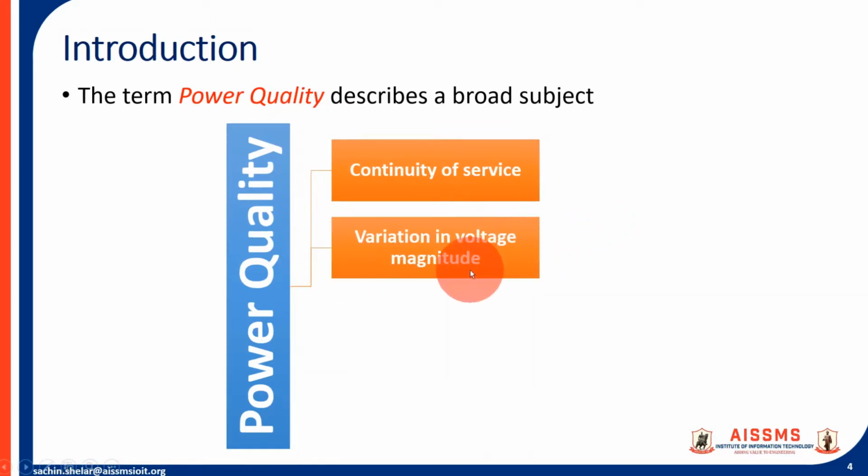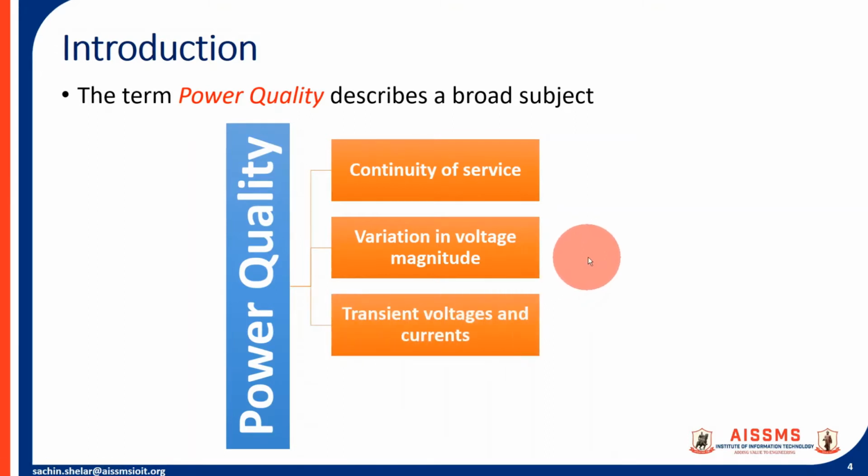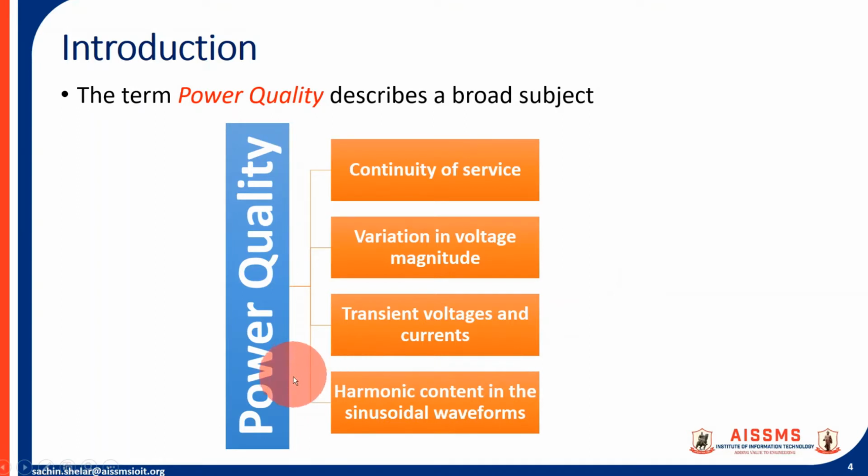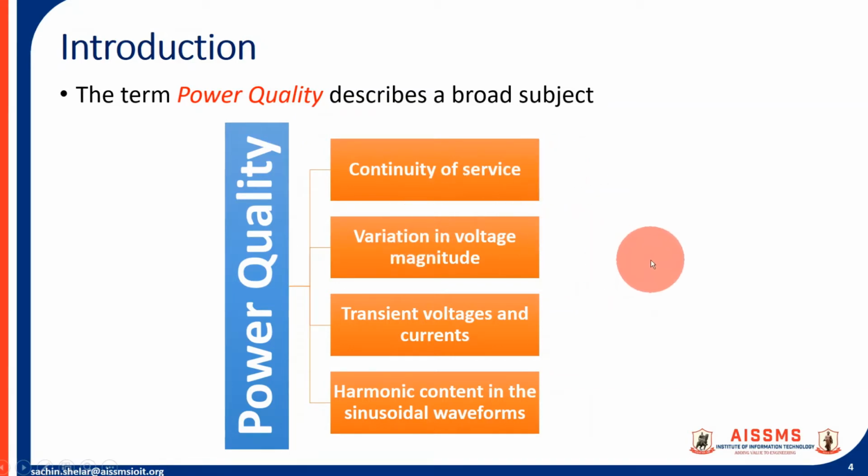Variation in voltage magnitude, either on the lower side or on the higher side, both are not acceptable to the equipments. There could be some transient voltages or currents which may damage the equipment or may stop the process. And lastly, harmonic content in the sinusoidal waveform. With the era of nonlinear loads, harmonic is a buzzword and it is an important term in power quality. So these are the four parameters which are normally taken into consideration in power quality.